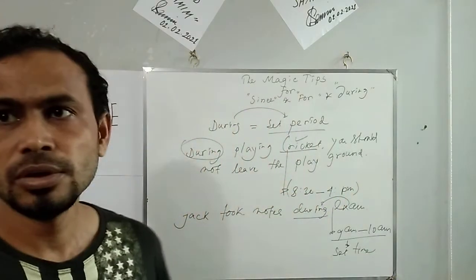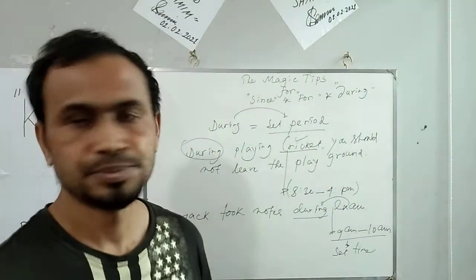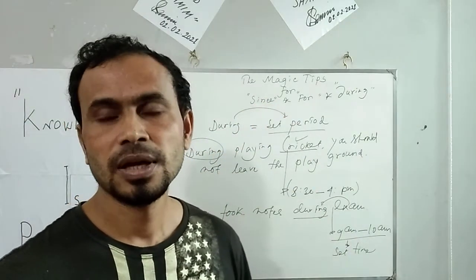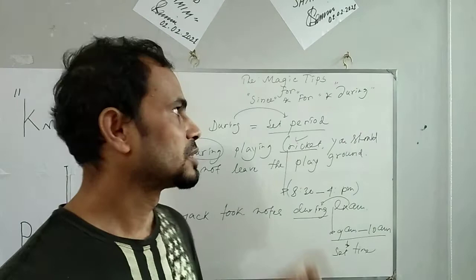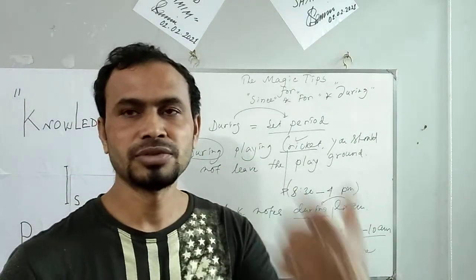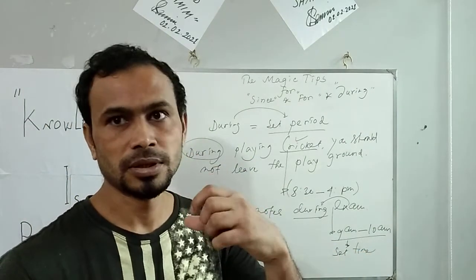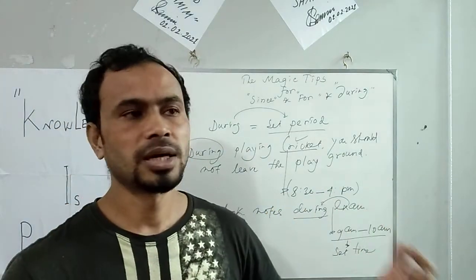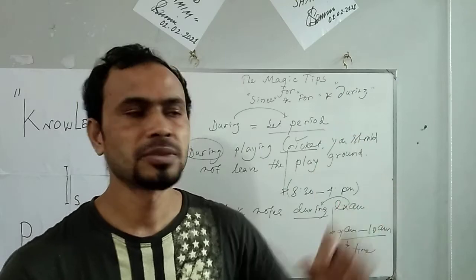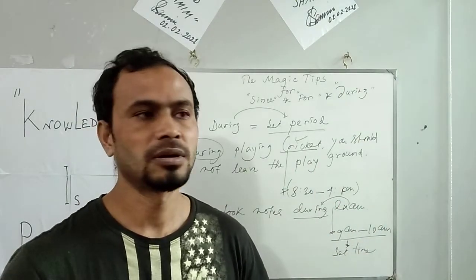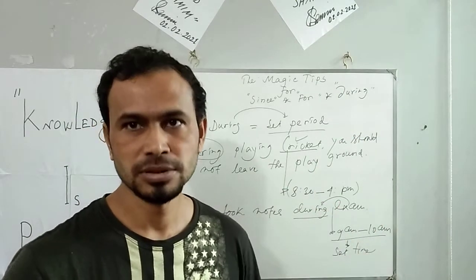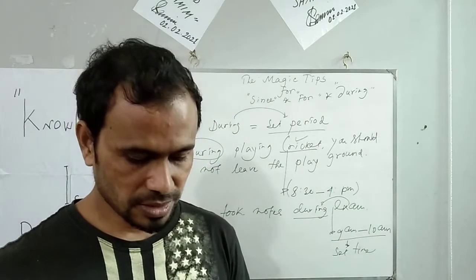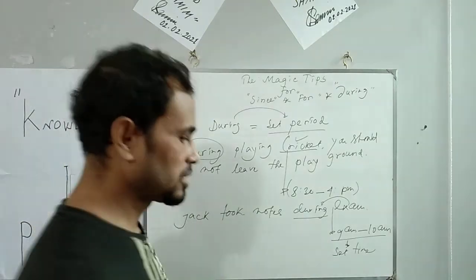We also mean set period. During means set period. During means the definite time. We can say that the time, and in this time something is happening or something has happened. So next sentence, so that you could understand properly.